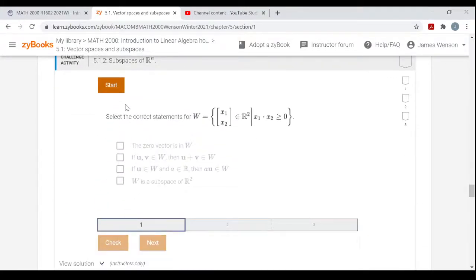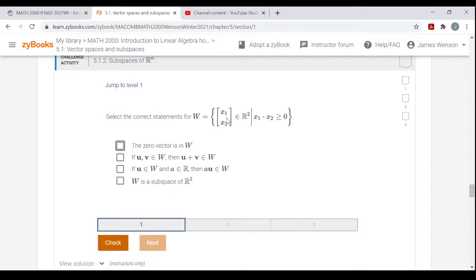All right, I'll do one of these challenge activities. So yeah, I'll do this first one. Same deal. Here we have a subset of R2, vectors with 2 components. Now this set W has vectors from R2 such that the product of the components is not negative. So that means both of them are non-negative or both of them are non-positive. So like 0, 0 would be in here. 1, 1, 2, 5, 10, 13. But also -1, -1, right? Because the product of -1 and -1 is greater than or equal to 0. So 2 negative numbers, 2 positive numbers, or at least one of them is 0.